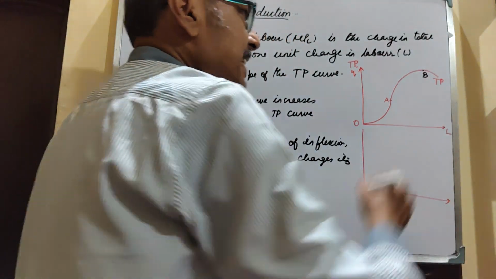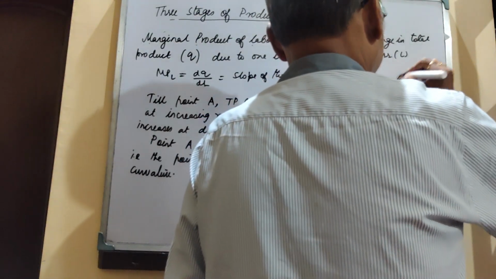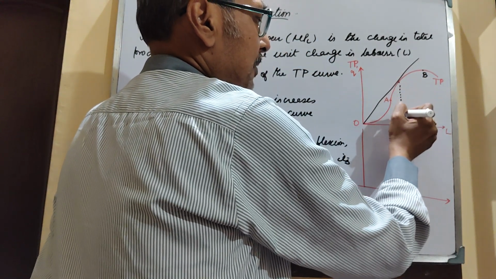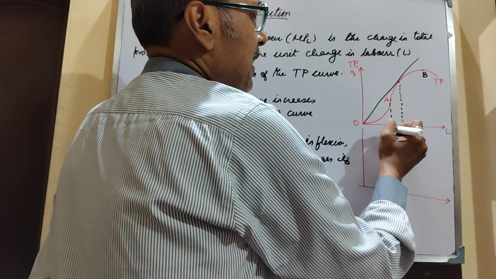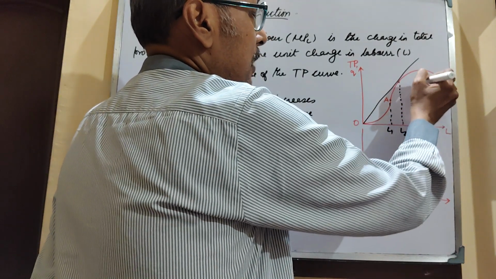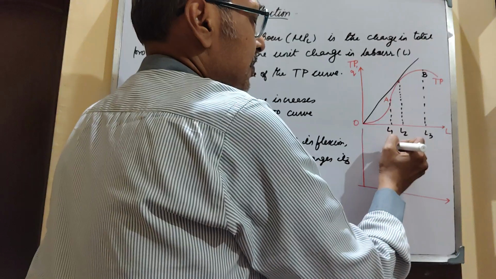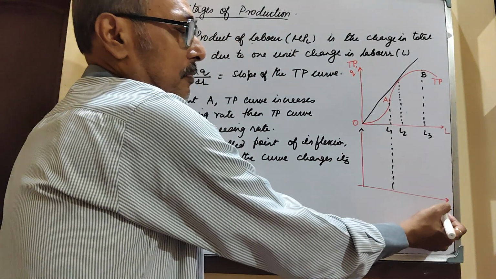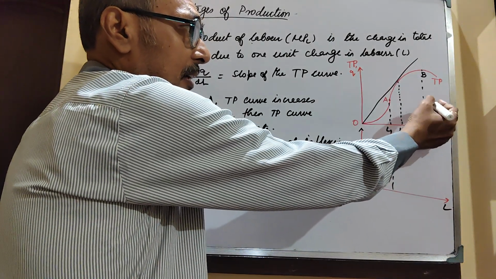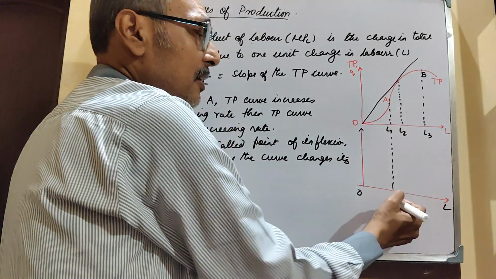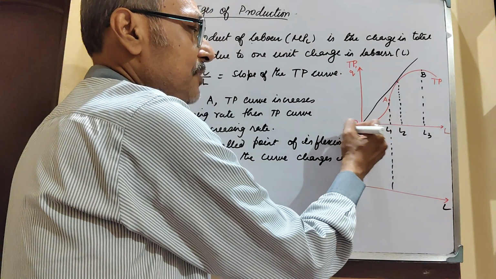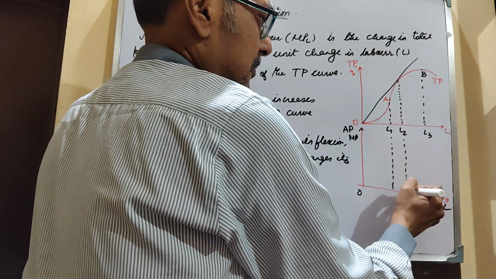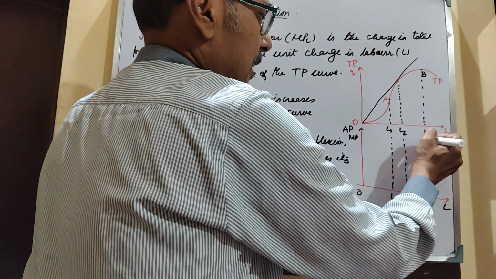Now I draw a tangent point. This is the tangent point. From here I am dropping L1, say this is L2 and this is L3. On the horizontal axis in the lower panel I am measuring labor just like on the upper panel. On the vertical axis we measure AP, average product, and marginal product. This is L1, L2 and this is L3.